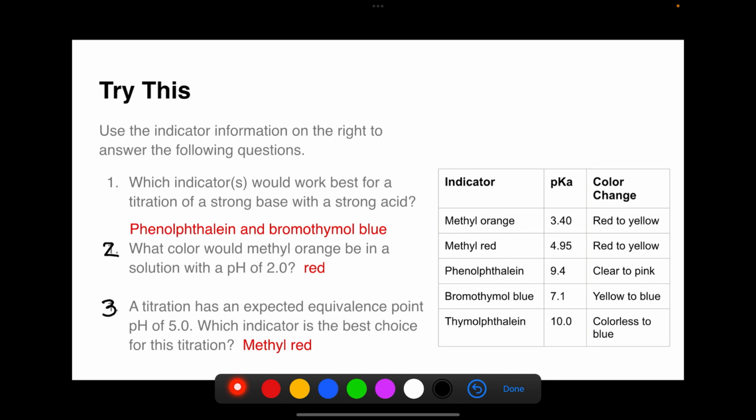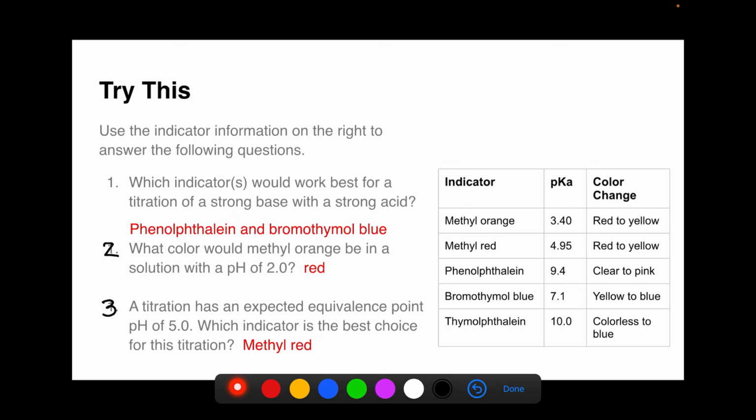Welcome back. Here's what you should have gotten. For number 1, recall that strong acid, strong base titrations have a long equivalence point that generally spans several pHs. So phenolphthalein and bromothymol blue would both be appropriate. In fact, thymolphthalein may even work, although it would definitely be on the high end.